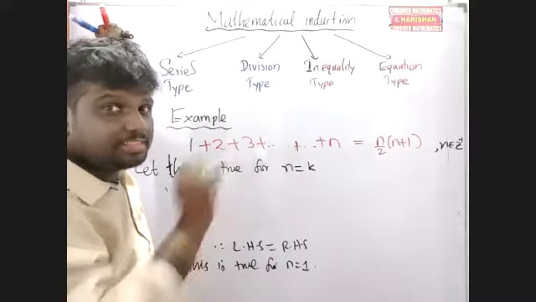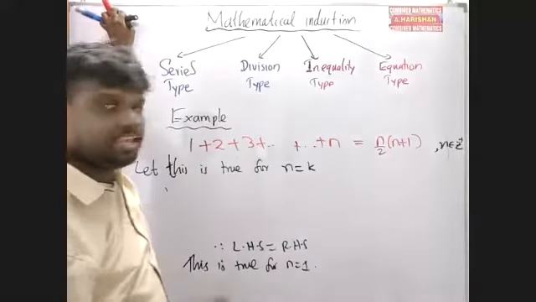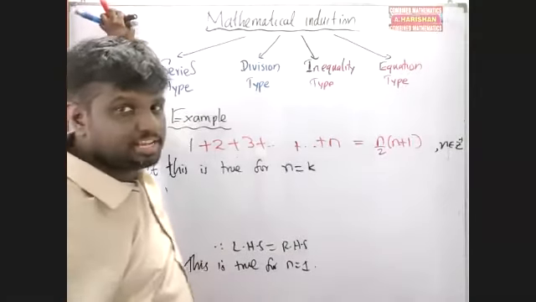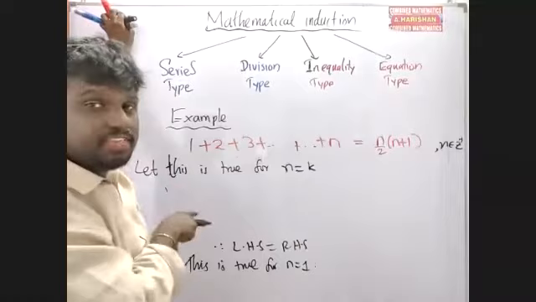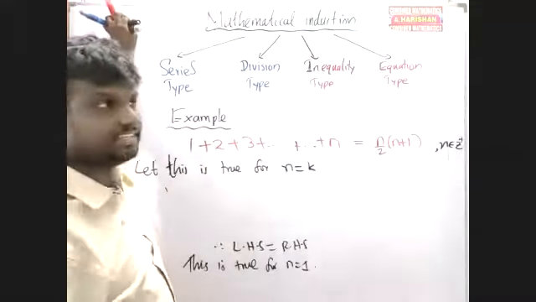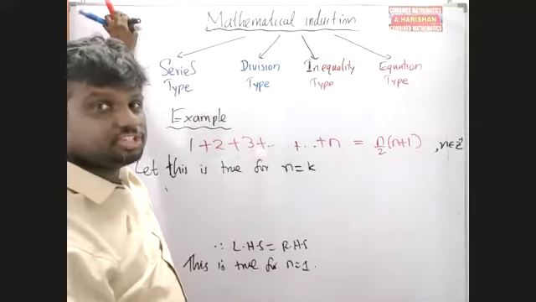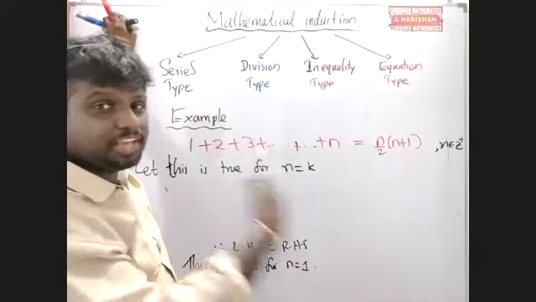We are pushing the k book. The k book isn't falling naturally. We are pushing. So we have to say that we are pushing. That's why, let this be true for n equals k. Okay, then you have to show that this is true for n equals k plus 1 also.